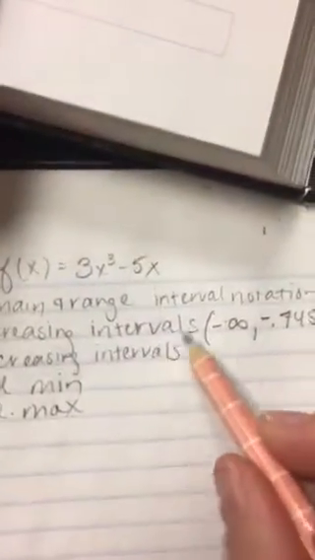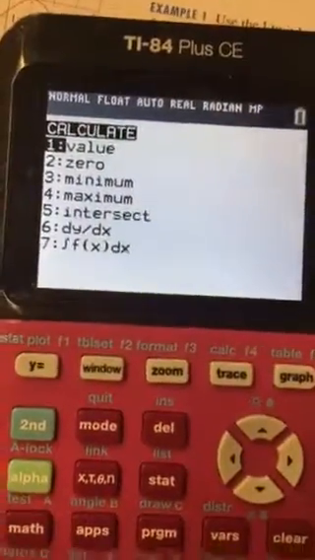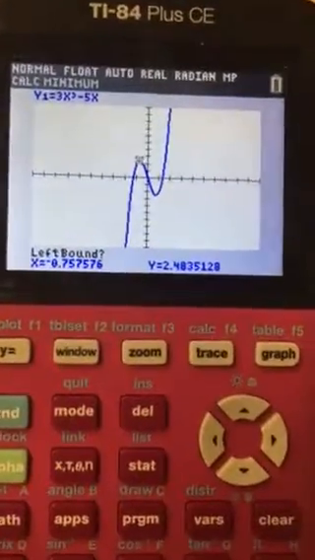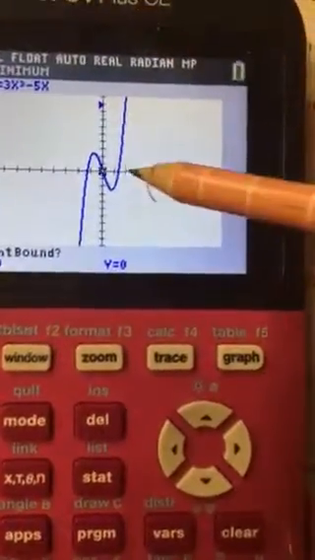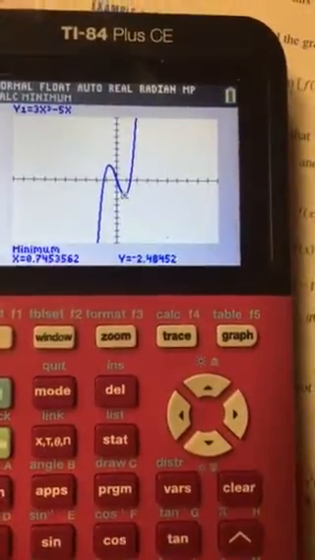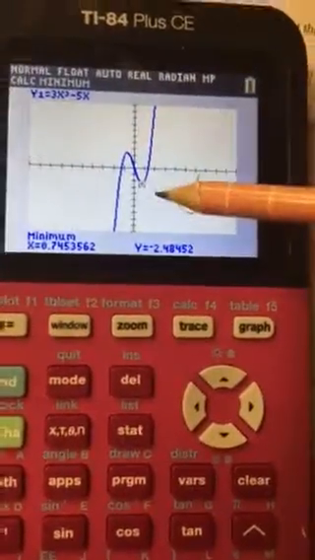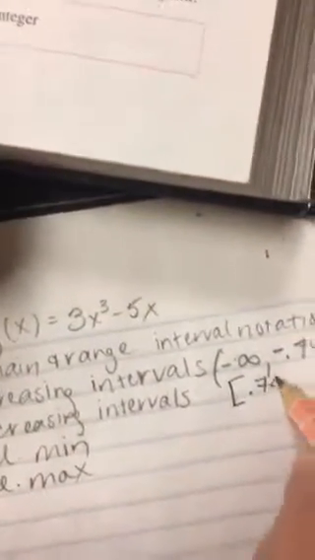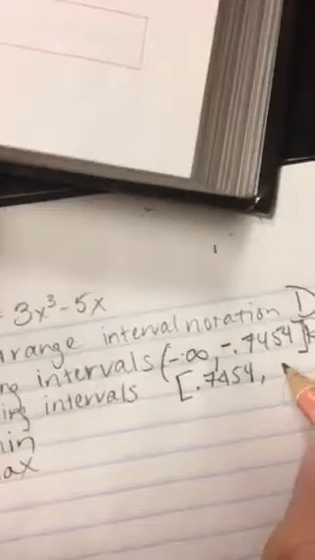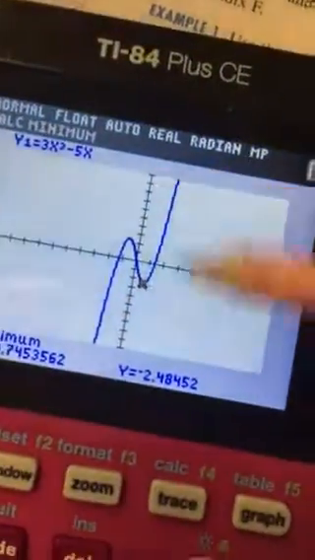Okay, so that is the increasing interval number 1, and for the increasing interval number 2, we're going to go second calc, we're going to look for the minimum, so 3, in between 0 and 2. And so the minimum is at 0.7453562, so it's exactly the same, just negative. And then here we have 0.7454 to infinity. Those are our increasing intervals because that's where the y's are increasing.